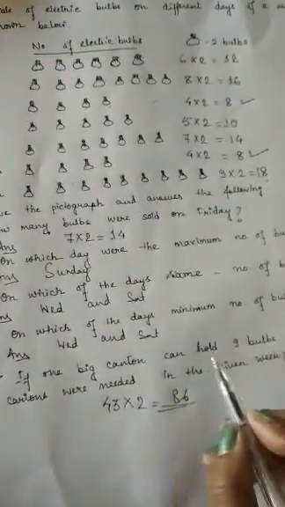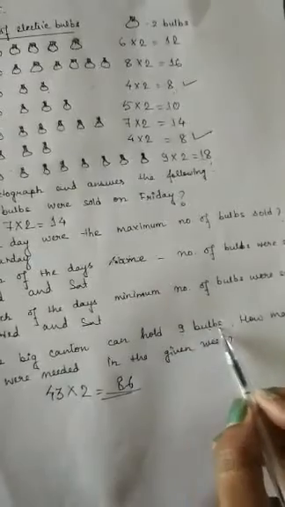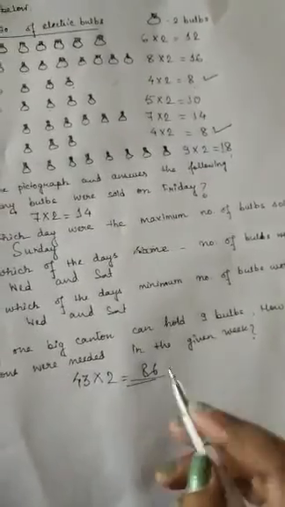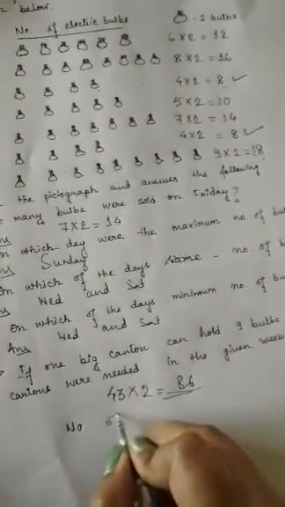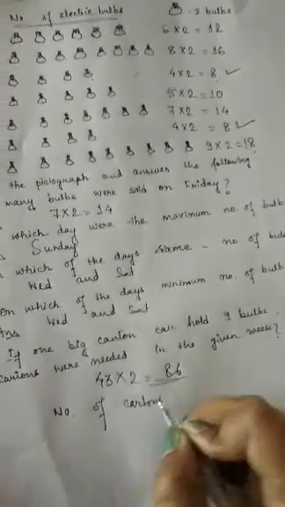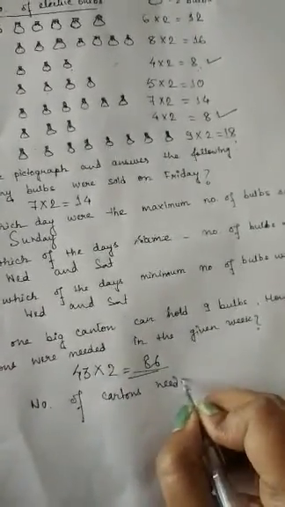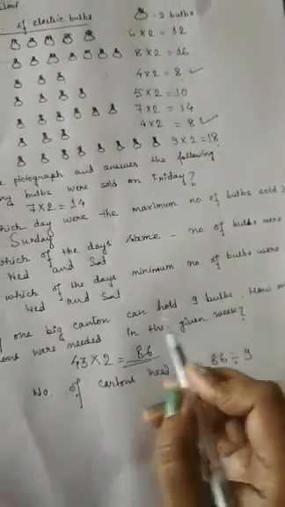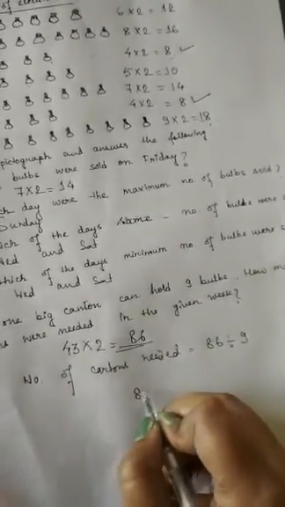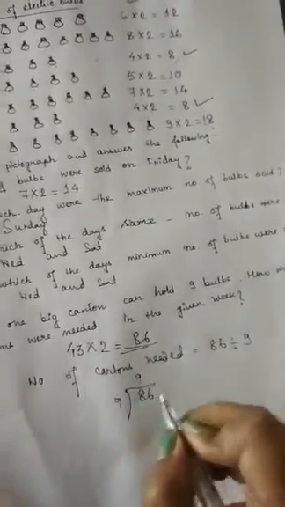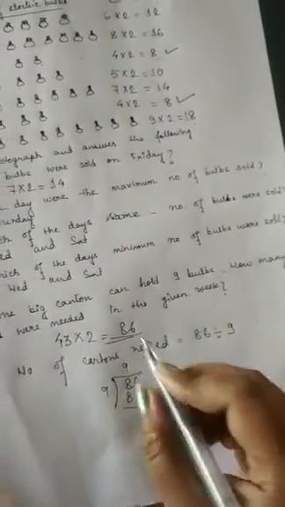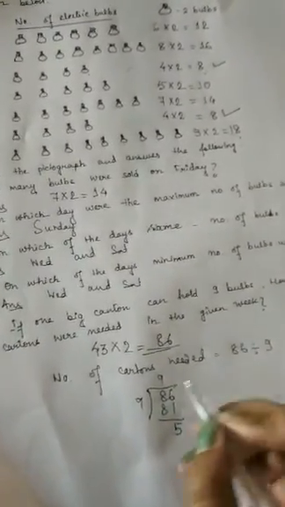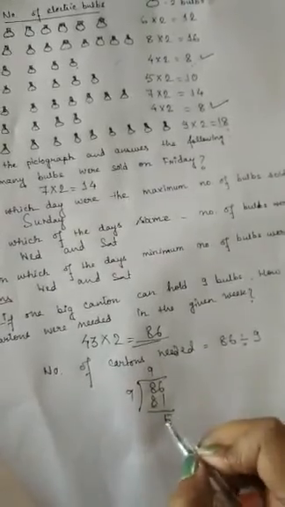Now it is said that one carton, means one big box, can hold 9 bulbs. So how many cartons were needed for these bulbs? Number of cartons needed is 86 divided by 9, because one carton can hold 9 bulbs. Now if we divide this, 9 9s are 81. So what we have observed is that 9 cartons were needed for 81 bulbs. Now 5 bulbs were left.